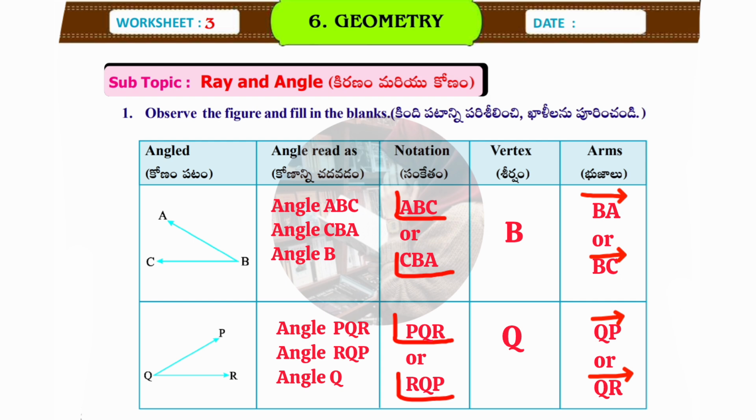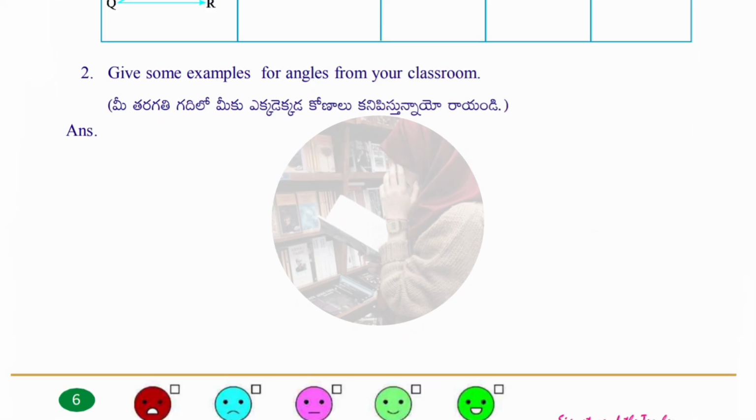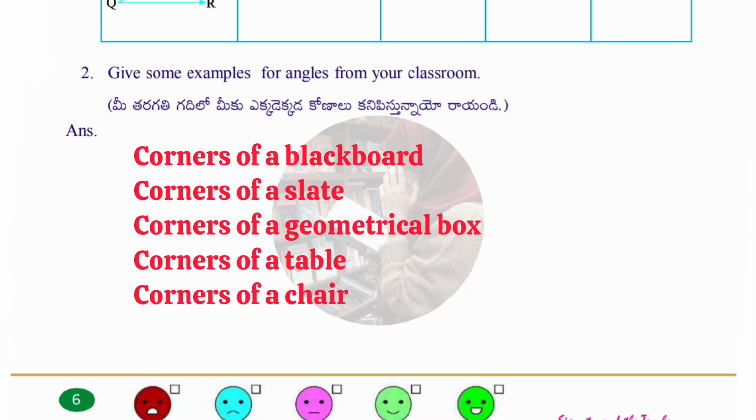Here we have given a question, and the question is, give some examples for angles from your classroom. From our classroom we need to give the examples for angles. So write down the answer: corners of blackboard, then corners of a slate, then corners of a geometrical box, then corners of a table, then corners of a chair. If you have any more, you can write that one also. But here I am giving only 5 examples. Okay guys, understood?